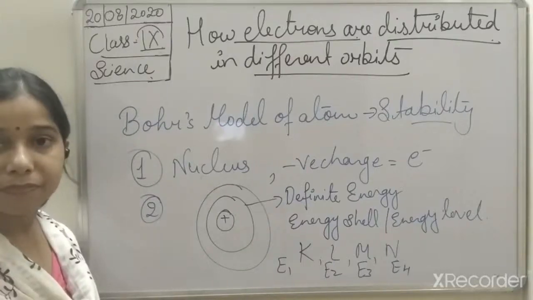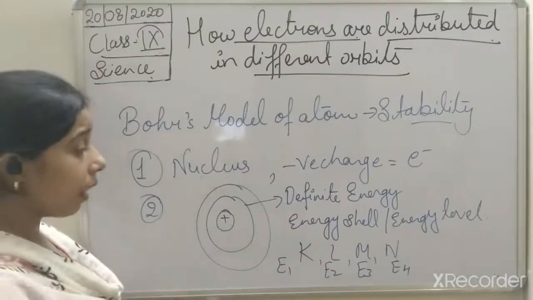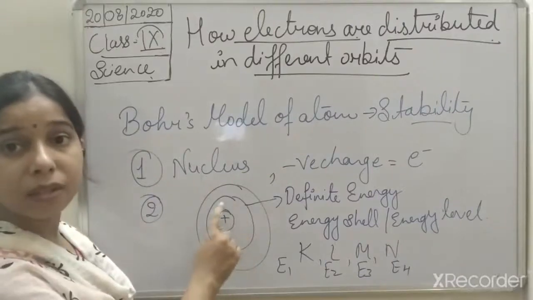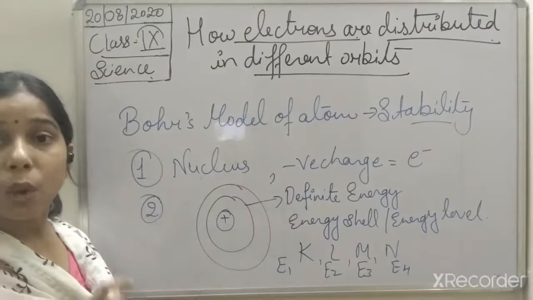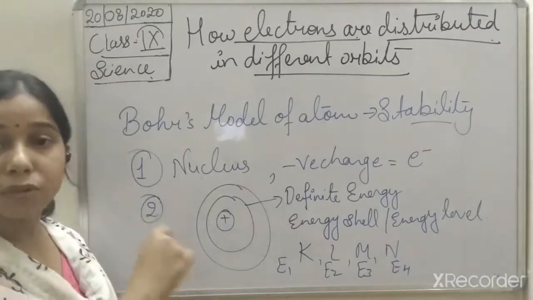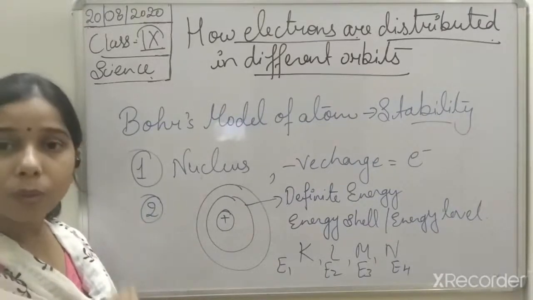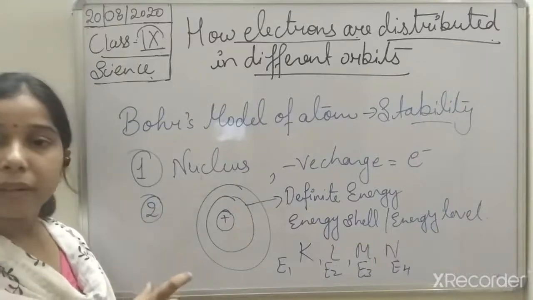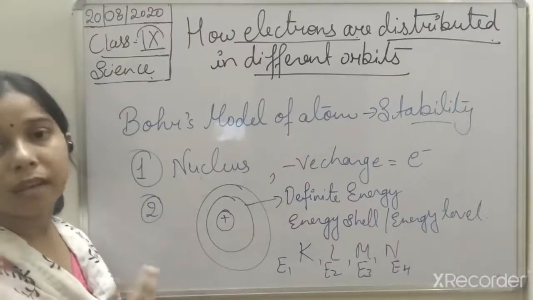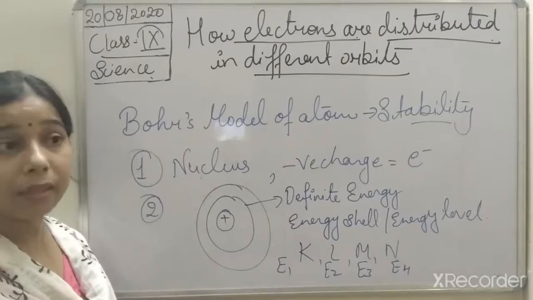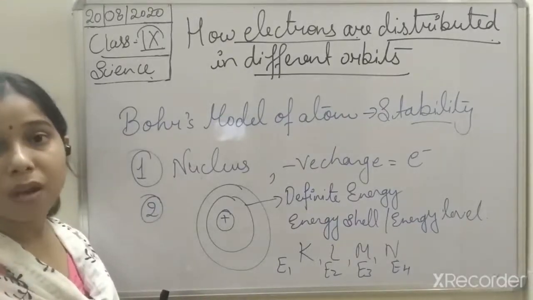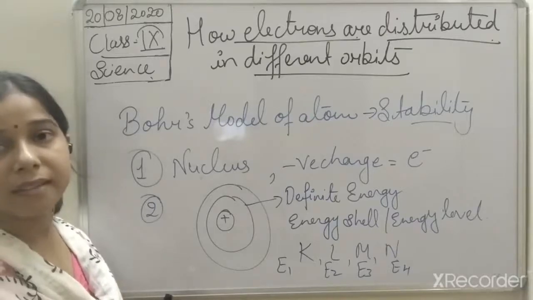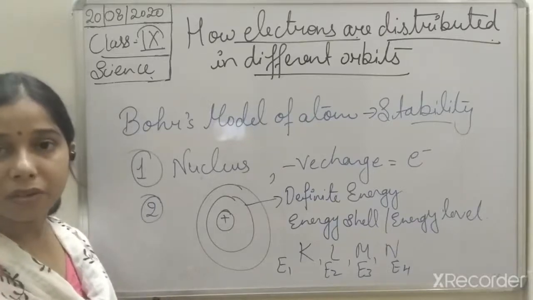Okay, so the energies of these shells are fixed, and that is why we call them an energy shell or energy level. Next, students, regarding the electron in a certain orbit: what we studied in Rutherford's model was that when an electron moves around the nucleus, what will happen? It will start losing energy in the form of radiation, that is electromagnetic radiation.